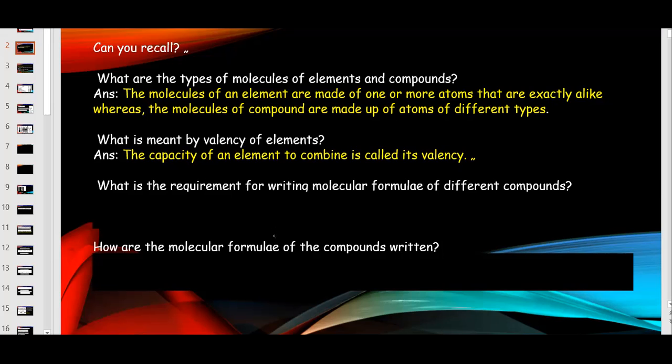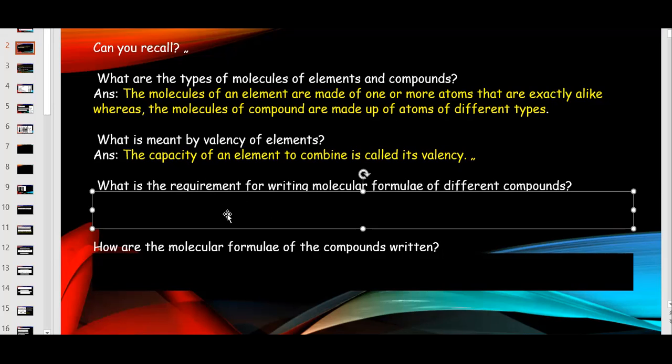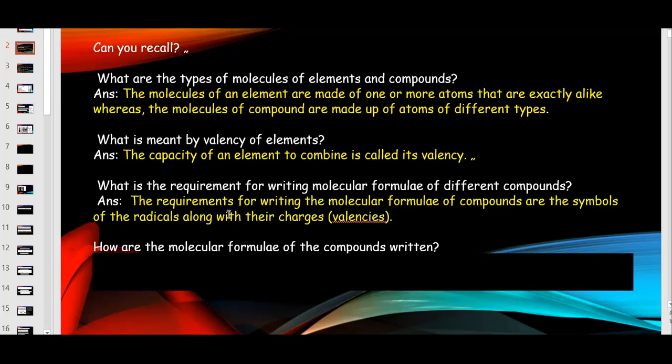Next, what is the requirement for writing the molecular formula for different compounds? Why do we write the molecular formula? The requirement for writing the molecular formula of a compound is the symbols of the radicals along with their charges, that is valency. If any atom is gaining electrons, we write it in terms of negative charge. Suppose chlorine wants to give its electron. Of course, chlorine is a halogen. It will not give 7 electrons to somebody.